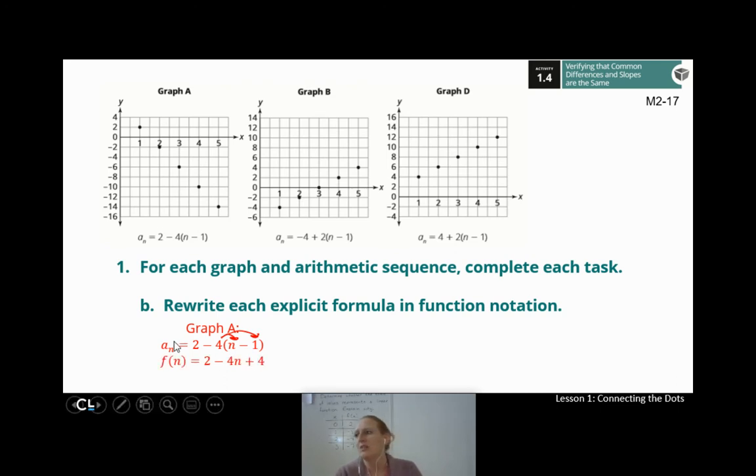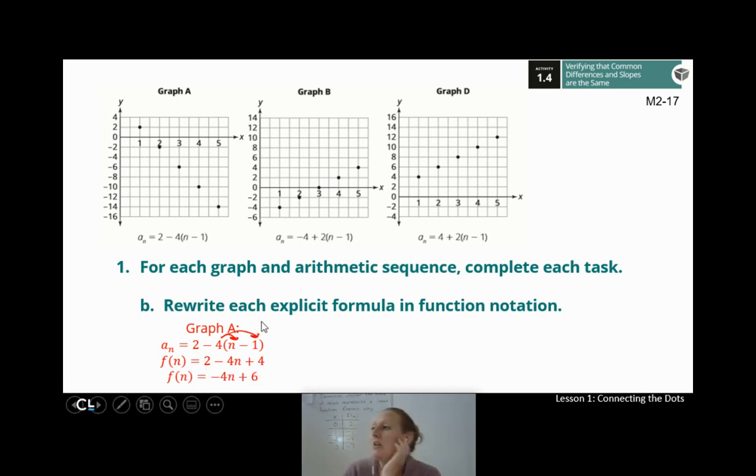So instead of A sub N, I have F of N. -4 times N is -4N. -4 times a -1 is a +4. And then I'm just going to combine my like terms and put my N up front. So my -4N is going to go out front, and 2 + 4 is 6.